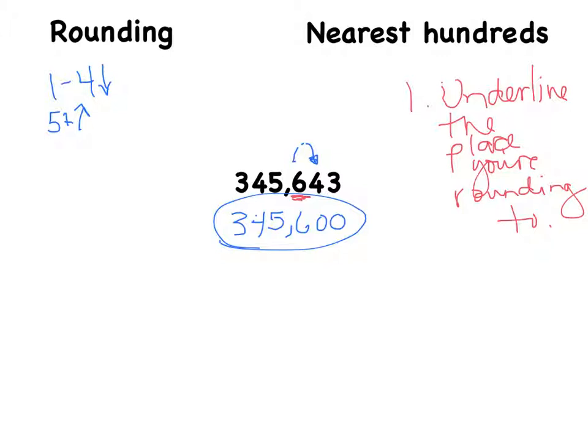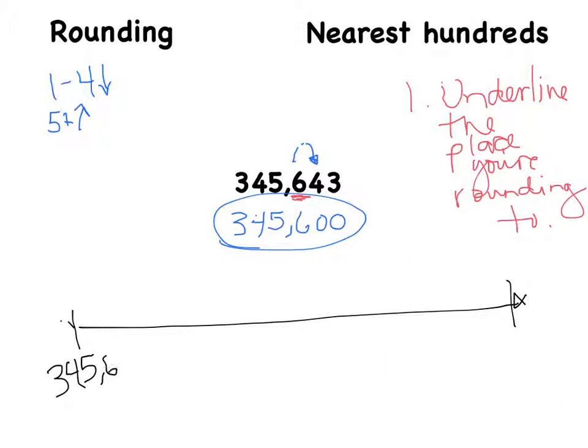I'm going to give you a little bit of background on this. I'm going to show you what we can do here. Imagine that this is on a number line. We're rounding to the nearest hundred. So I'm going to put one of the nearest hundreds here and one of the nearest hundreds over here. So this is 345,600, and over here on this side, we're going to go 345,700.